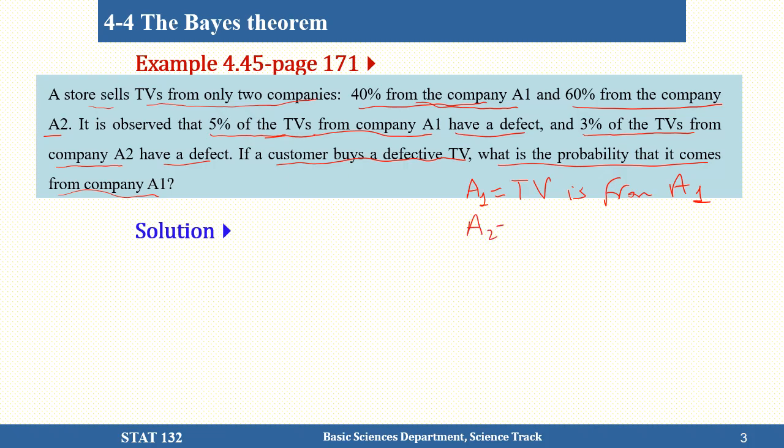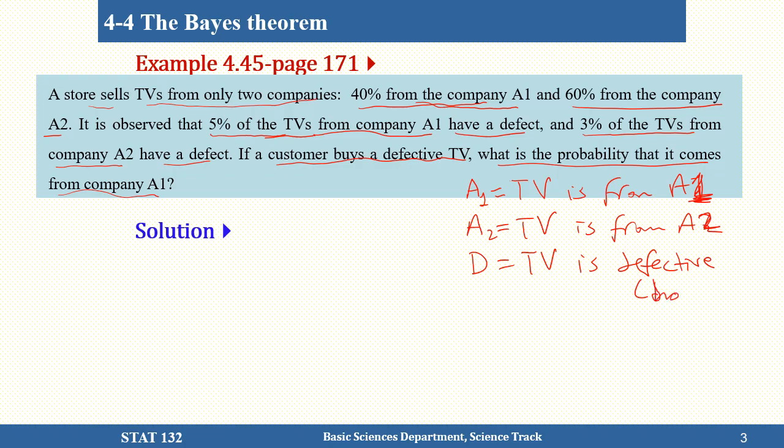And the other event is that the TV is from A2, the company A2, sorry, the company A1. And D, let's say the TV is defective. Defective means it has a defect. Now, what is given to us? Let's try to write the probabilities from here.